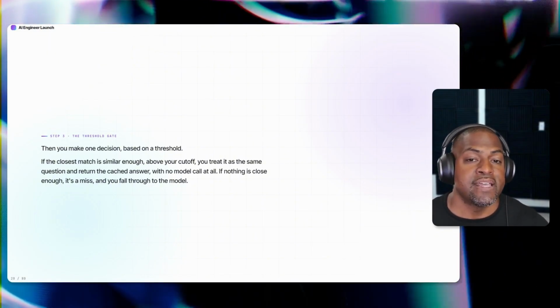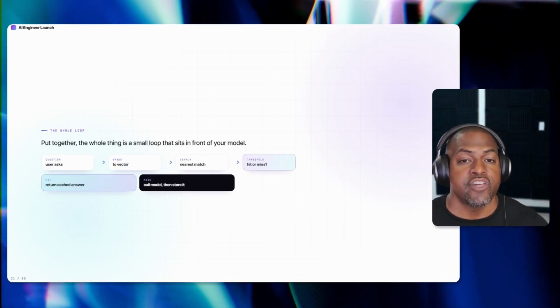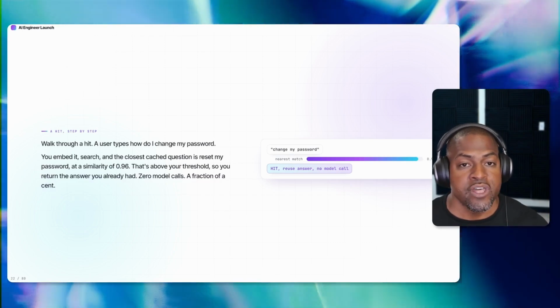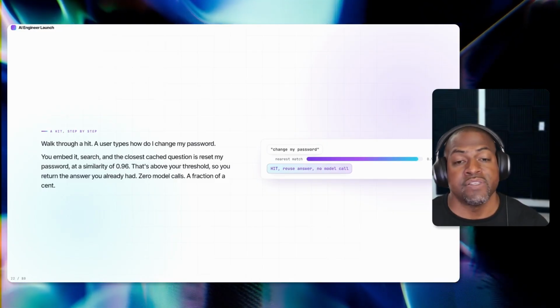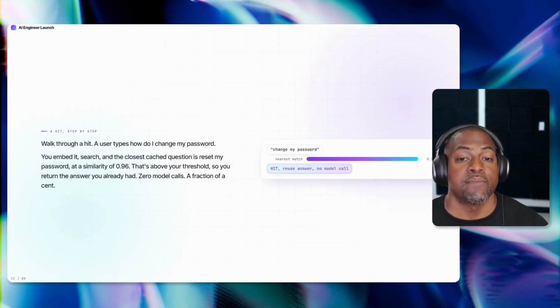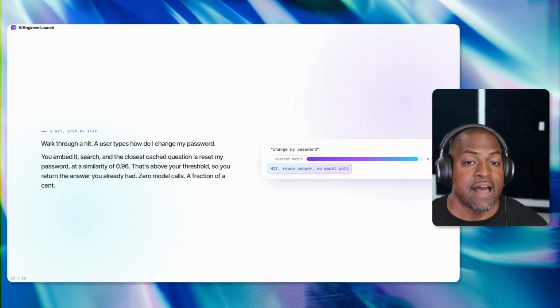Put together, the whole thing is a small loop that sits in front of your model. Walk through a hit. A user types, "How do I change my password?" You embed it, search, and the closest cached question is "reset my password" at a similarity of 0.96, which is 96%. That's above your threshold. So you return the answer you already had. 0 model calls, a fraction of a cent.